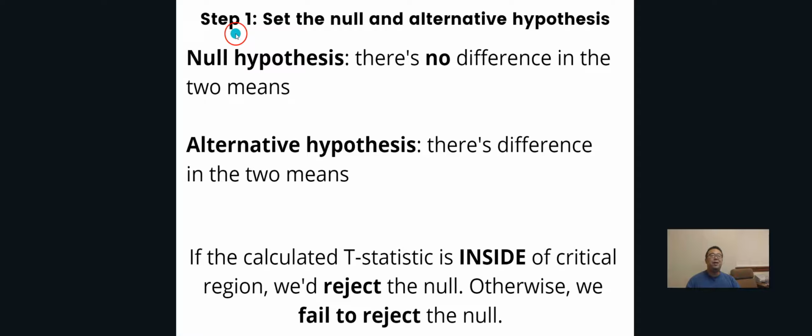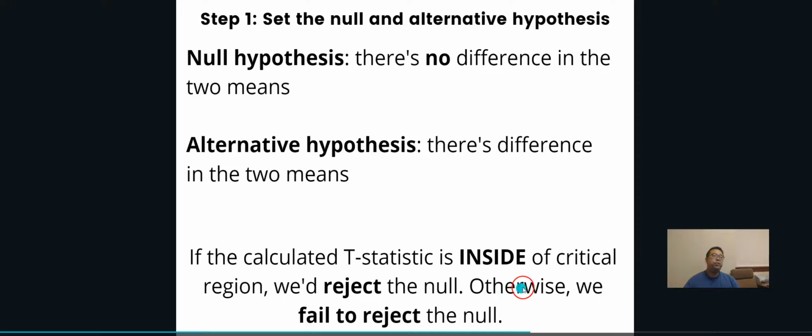So, setting up the hypotheses, again, they are very cynical. The null hypothesis says that there is no difference in the two means. In our example, there is no difference in mean income by gender. But our alternative hypothesis says there is a difference in mean income by gender. If the calculated t-statistic is inside the two shaded tails, we reject the null hypothesis. Then we can argue that there is a difference in mean income by gender.